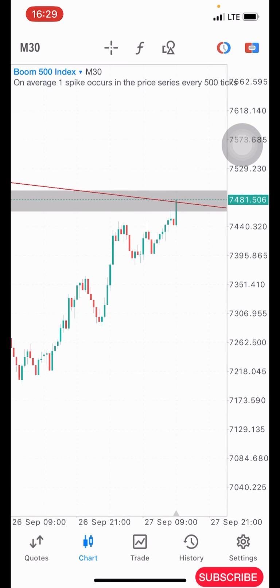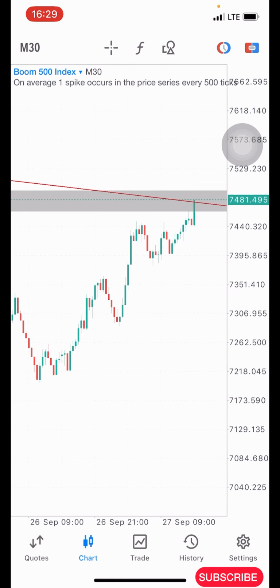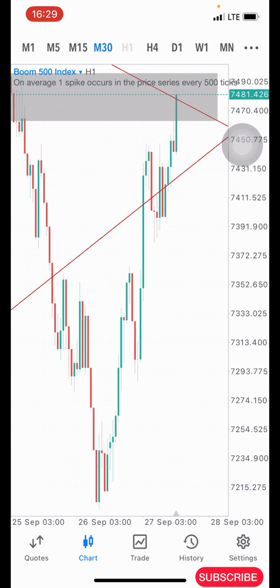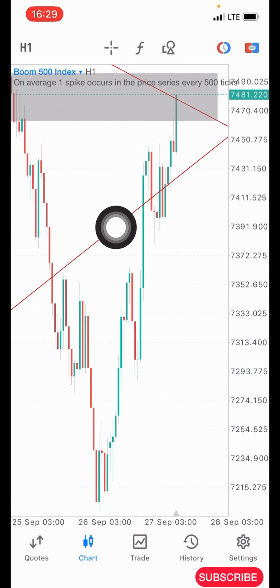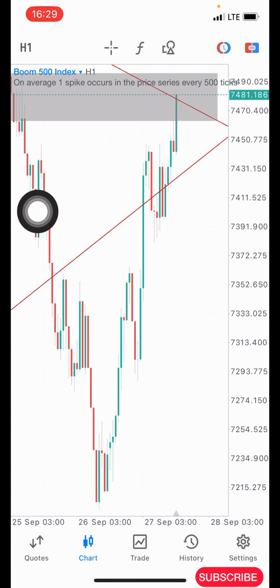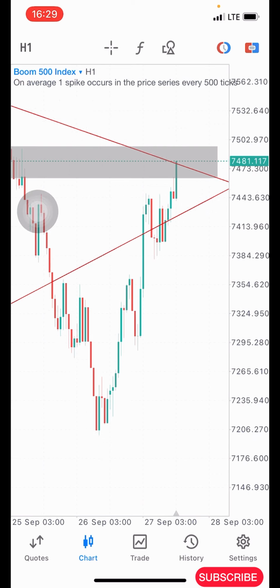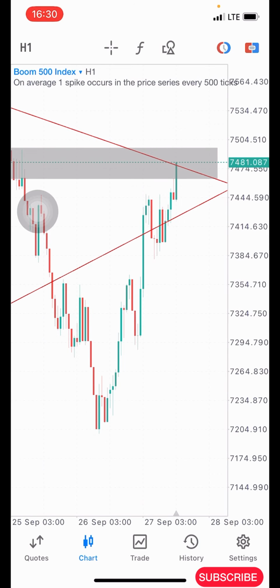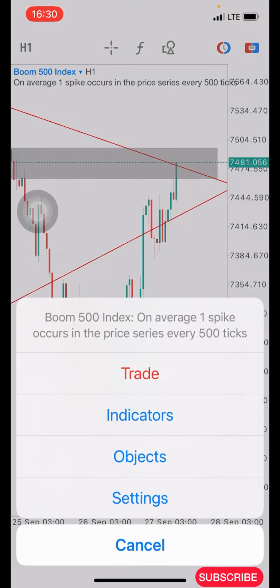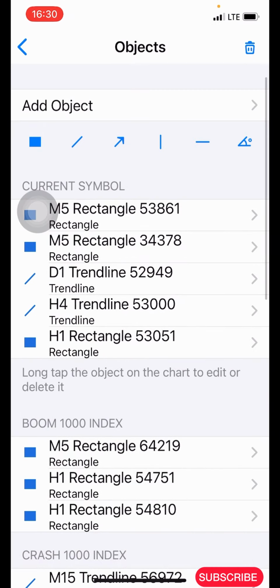Now you can see on the 30-minute time frame, there's also something that we need to look out for. You can see this daily trend line is not showing on the 30-minute time frame. All right, it's not showing there. So this is what I'm going to do: I'm going to draw another line here because I want to see that line.